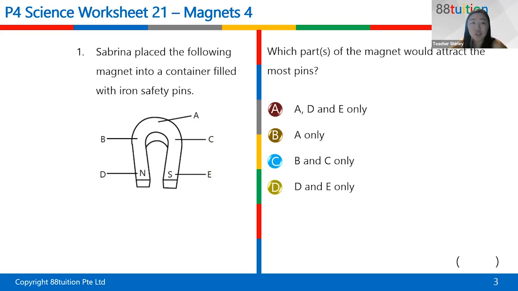So the first question: Sabrina placed the following magnet into a container filled with iron safety pins. Which parts of the magnet would attract the most pins? Any volunteers?